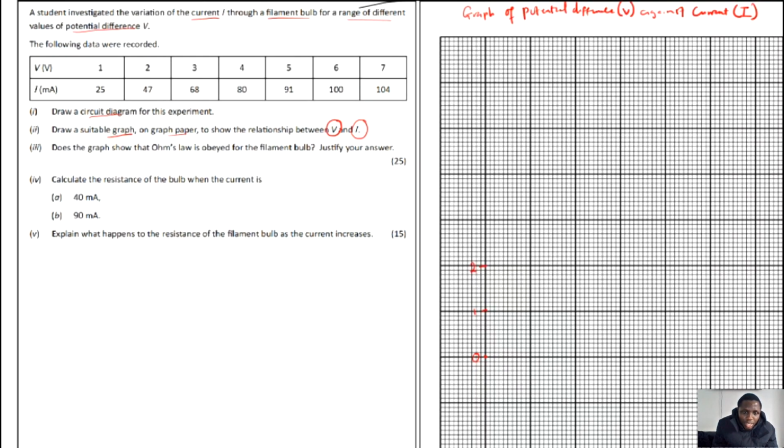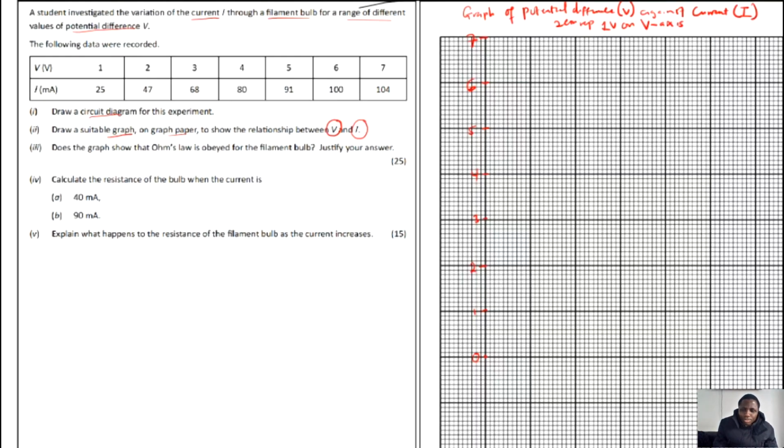So what I'm doing now is that I'm representing each of the big boxes by increasing 1. So 1, 2, 3, 4, 5, 6, and then you can see 7. The scale here is saying that for the voltage axis, 2 centimeters represent 1 volt on the V axis. That's what it means.